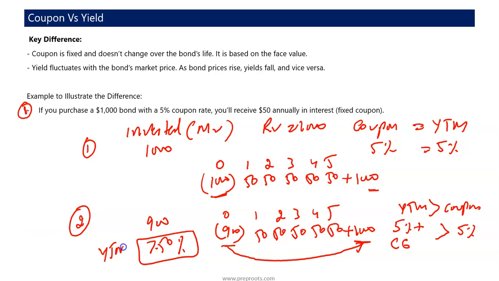YTM is approximately 7.5%. You can also calculate in this way: the coupon is 5, so return is 5%, plus you have invested 900, you are getting back 1000. So technically you are receiving $100 capital gain over the 5-year period. 100 over 5, that means approximately 2%. So 5 plus 2, yield is near about 7%. But accurately it is 7.5%.